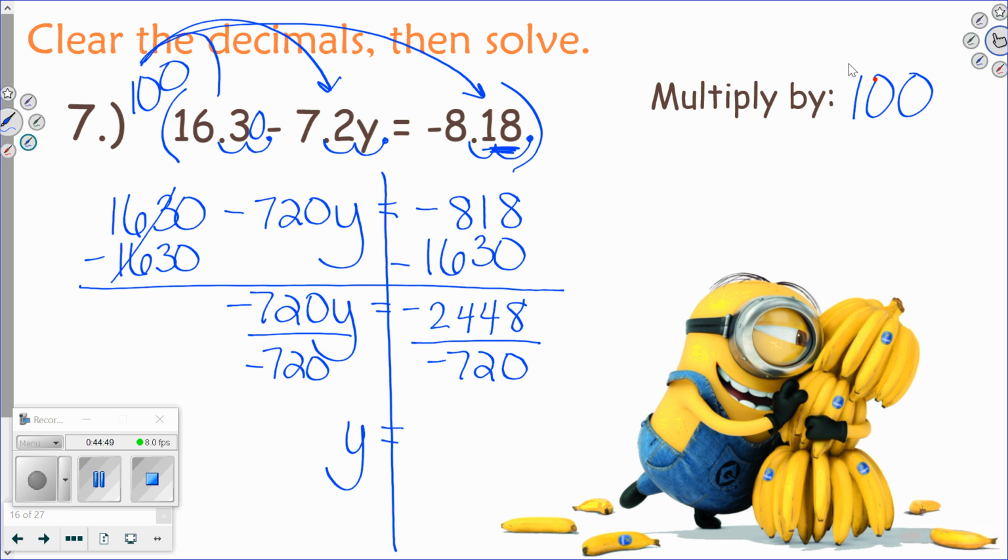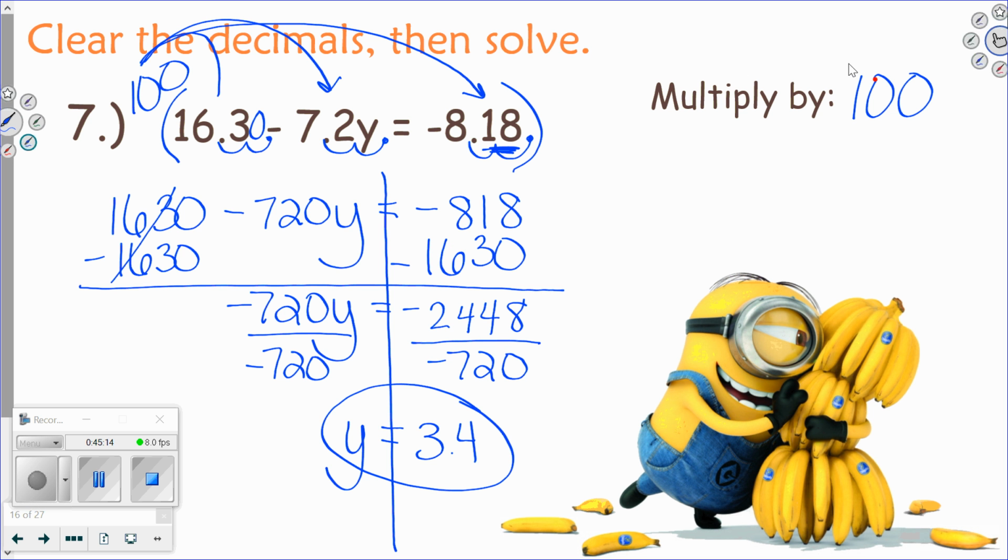All right, so as I'm looking at this, I'd grab my calculator, right? Negative 2,448 divided by a negative 720. I get 3.4. Is it acceptable to leave 3.4? Yes. It is a nice, beautiful answer. The decimal stopped. I am fine.